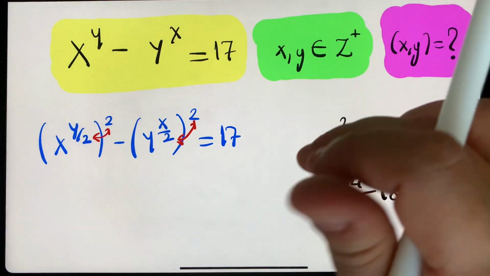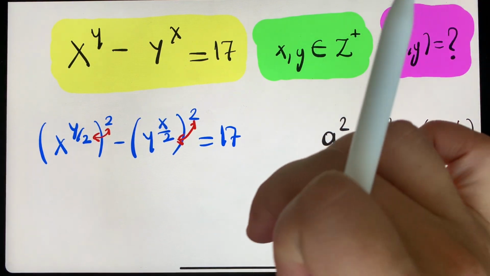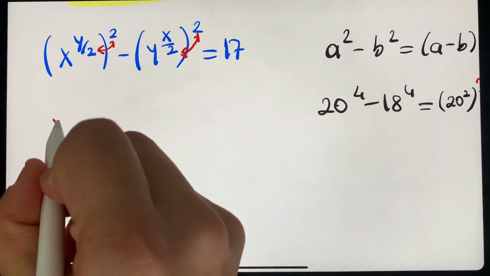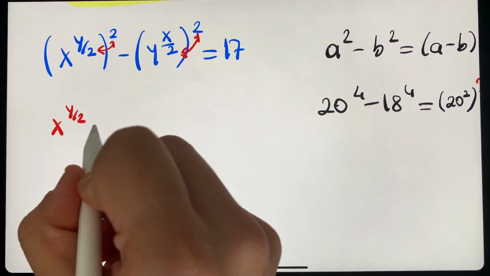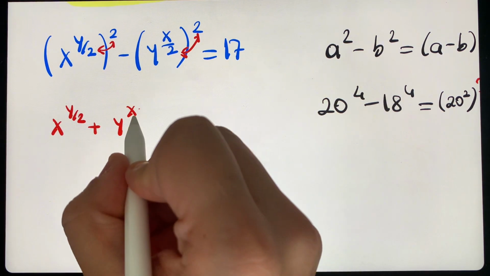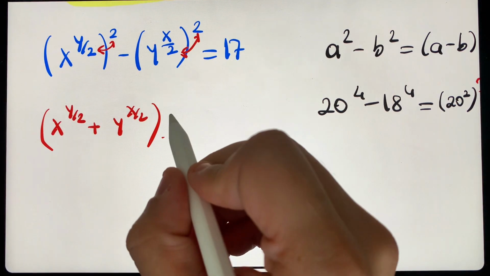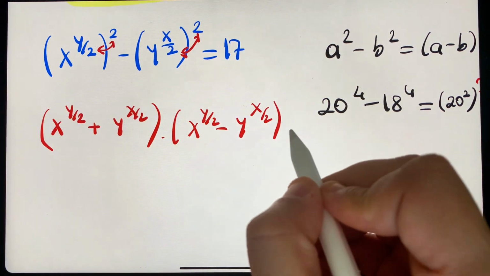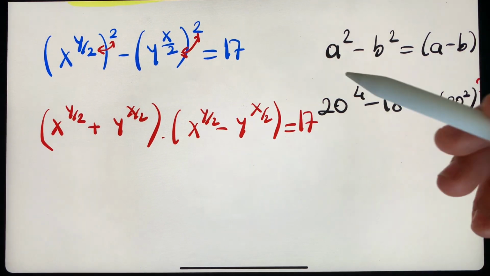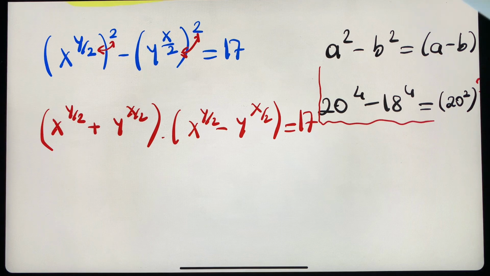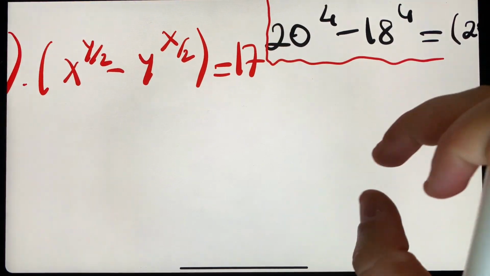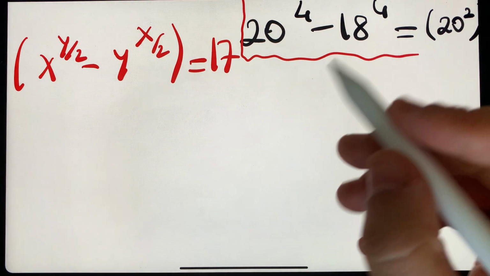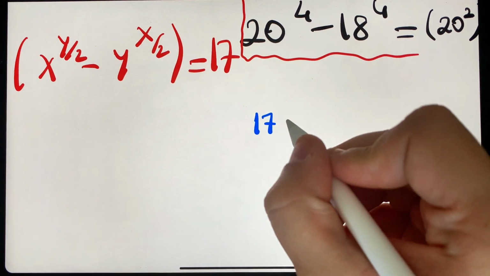What can I do after that? Let's start applying the difference of two squares here immediately: x to the y over 2 plus y to the x over 2, times x to the y over 2 minus y to the x over 2, is equal to 17. Now after this part, I need to focus on 17. How is the number 17? 17 is a prime number. Prime numbers, we know, have divisors 1 and itself.